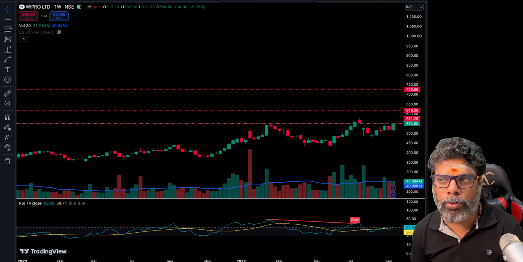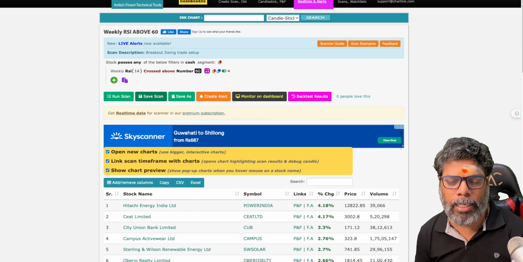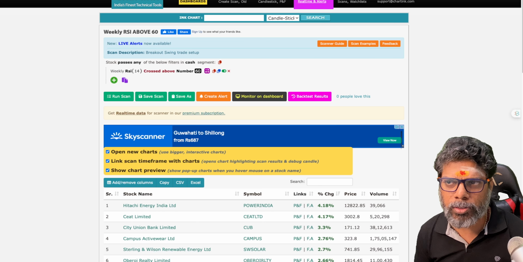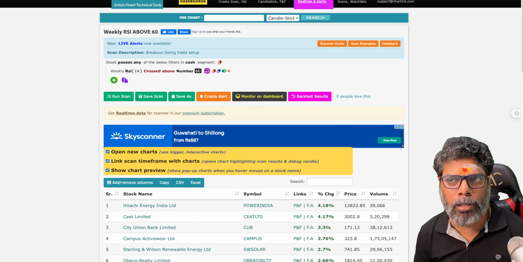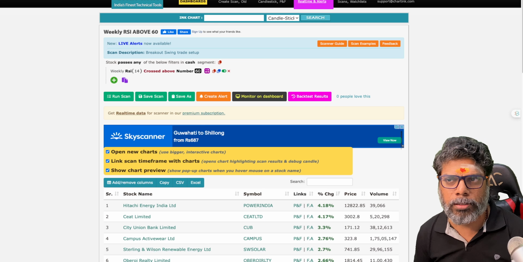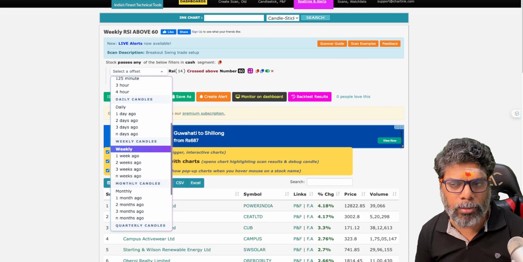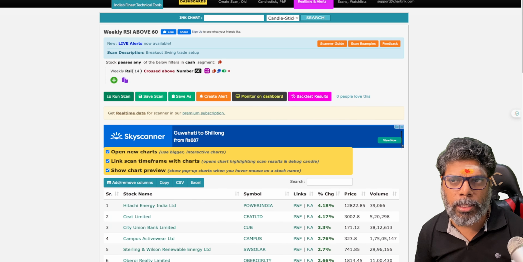Now we need to find stocks which are ready for this kind of movement. For that, go to charting. I have created a scanner here, and I'll share the link also. It's a very simple scanner. Currently I have enabled all the cash-based stocks. It goes through all the stocks and finds those with weekly RSI above 60. This can be weekly or daily, but our point is weekly. Then run the scan.